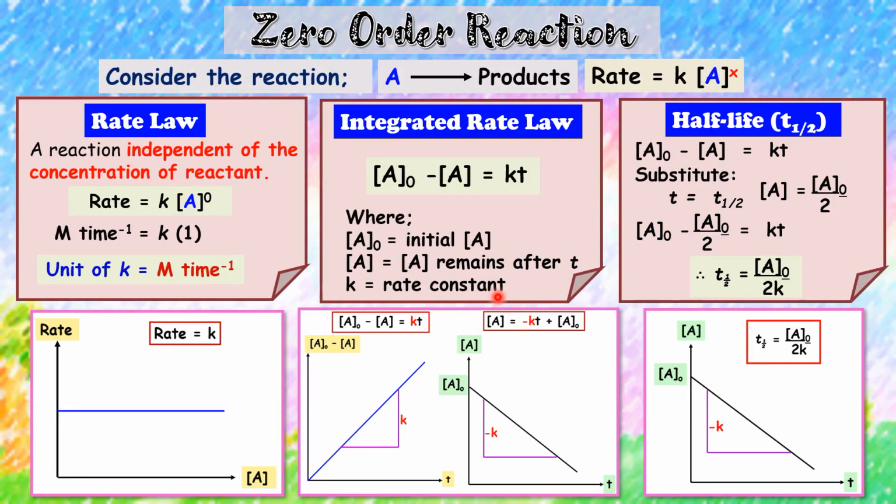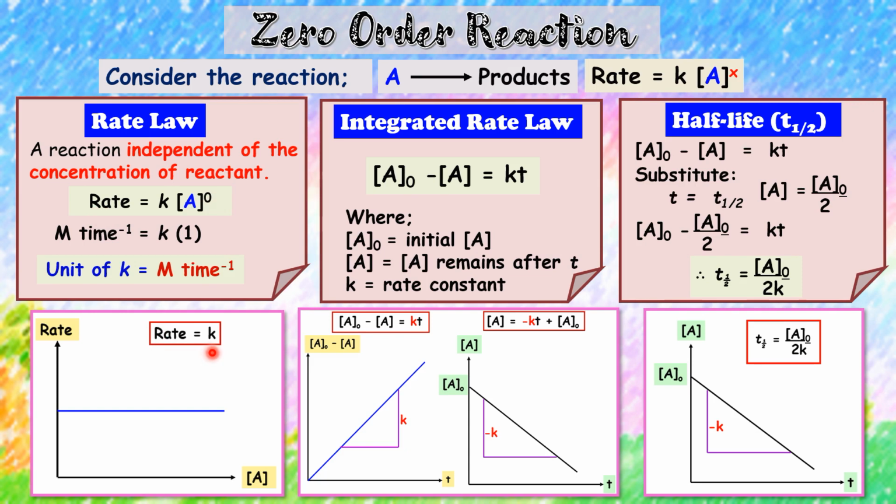Alright, so we move to zero order reaction. Consider the reaction where A is the reactant decomposed to produce product. Therefore, the rate law is rate equals k [A]^x. For the zero order, the reaction is independent of the concentration of the reactant, which means that the rate does not depend on the concentration of the reactant. So the rate law for zero order is rate equals k [A]^0. Anything to the power of 0 is equal to 1, so therefore rate equals k.